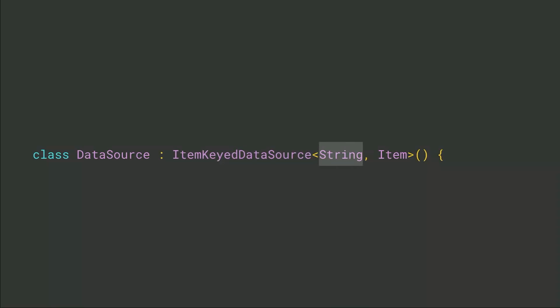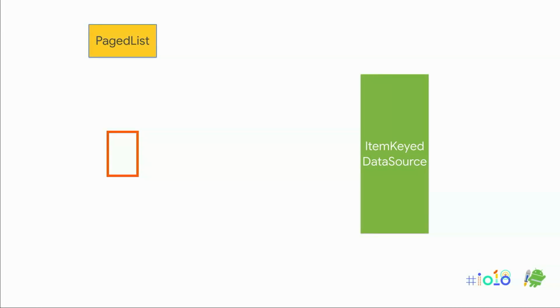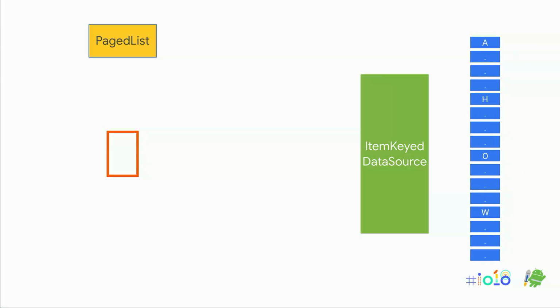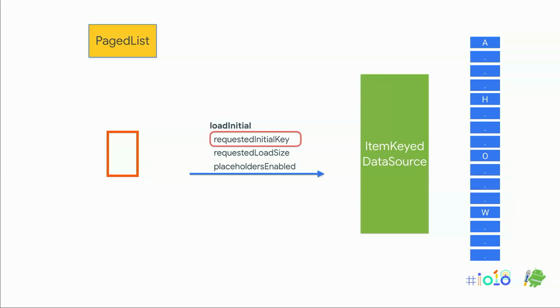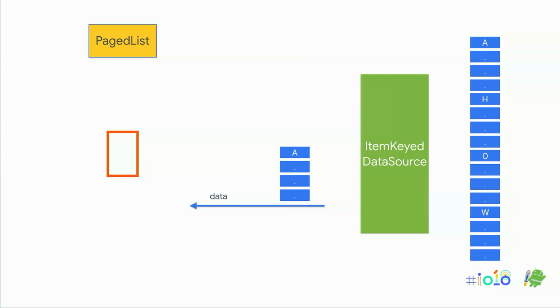You provide a key type. In this case, we are using names, so string, and the item type in the list. OK, let's look at an example. So first time you come to the recycler view, it'll call the load initial method, pass the initial key, which is null, because we don't have it, and request the load size, and whether placeholders are enabled or not. We'll just assume they're not enabled in this example. So data source will only return this data, it's not going to count it because there's no placeholders.